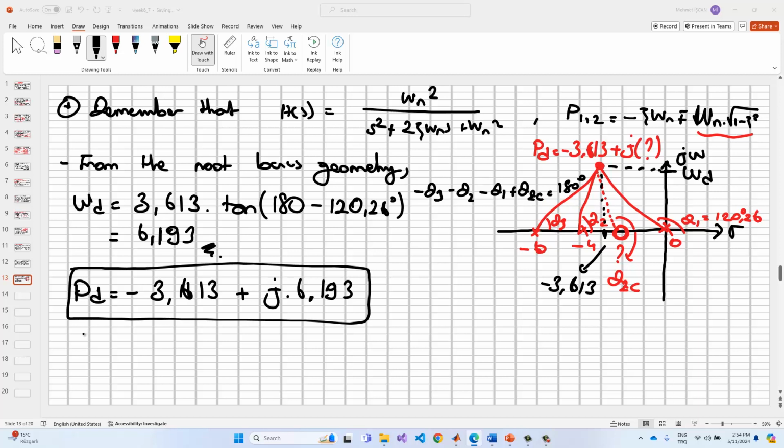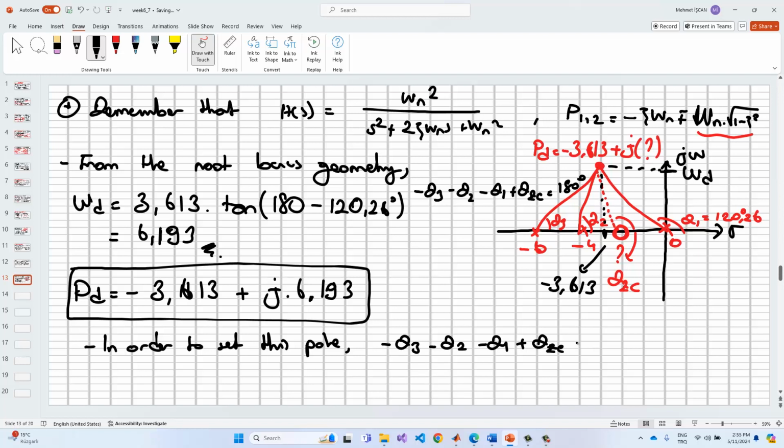180 degrees, okay? In order to set these coefficients for the desired pole, we must satisfy that the sum of the angles, minus 3, minus 2, minus theta 1 plus theta 0 of the compensator, must be equal to 180 degrees. The summation of these terms is minus 275.6, and so we must select this value as 95.6. These are the basic calculations.